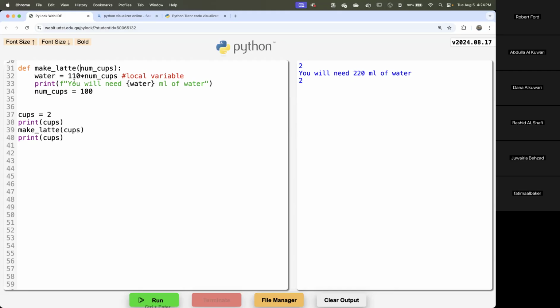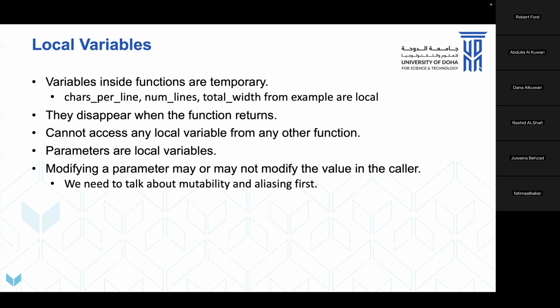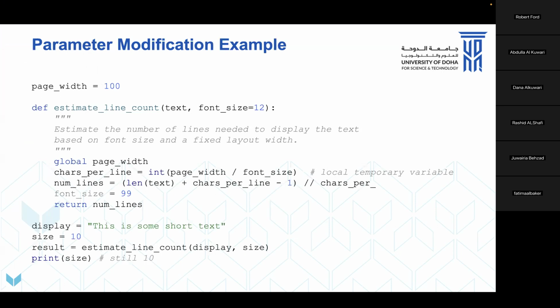And I will show you how you can actually modify these parameters, but you require a slightly different type. In any case, if you modify a parameter, it has no impact on the variable in the main program. That's what we're trying to talk about. It is possible to change it, but I need to talk about something called mutability, and we don't have anything that's mutable yet. All right, so here we go.